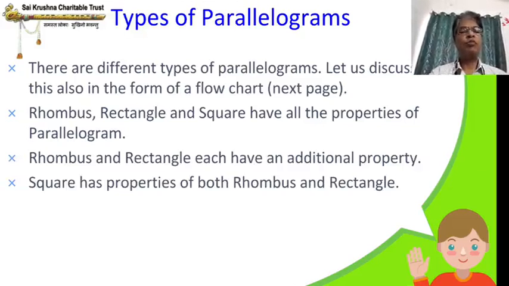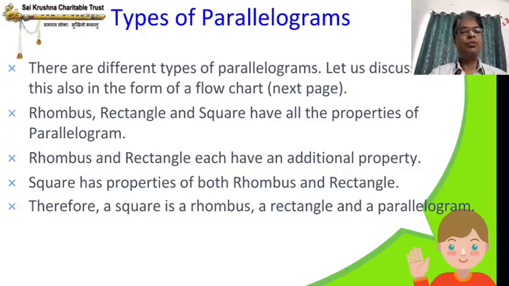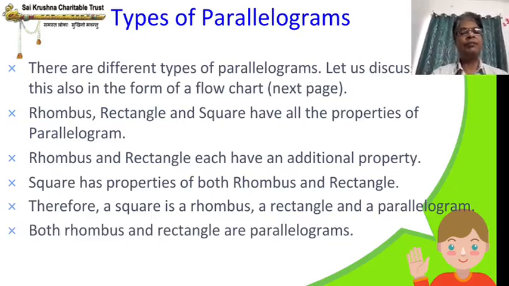Square has properties of both rhombus and rectangle. Therefore, a square is a rhombus, a rectangle and a parallelogram. So if you say a square, it satisfies all the properties of a rhombus, all the properties of rectangle, all properties of parallelogram. We will see in the next page again. Both rhombus and rectangle are parallelograms.